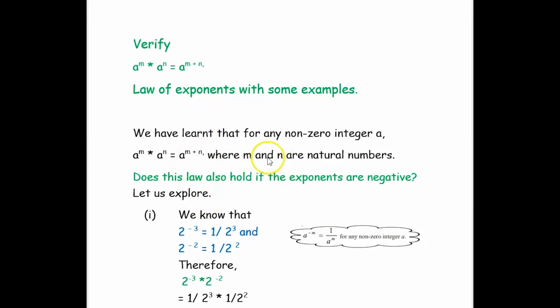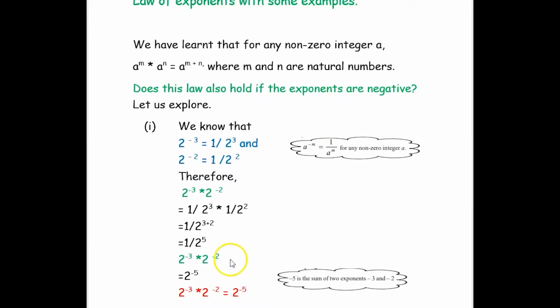So we have learnt that for any non-zero integer a, a raised to the power m into a raised to the power n equal to a raised to the power m plus n, where m and n are natural numbers. Does this law hold good if the exponents are negative? We have learned this law holds good for natural numbers, that is, m and n are positive integers. Now we are going to see that this law holds good even if m and n are negative integers. Let us see that with some examples.